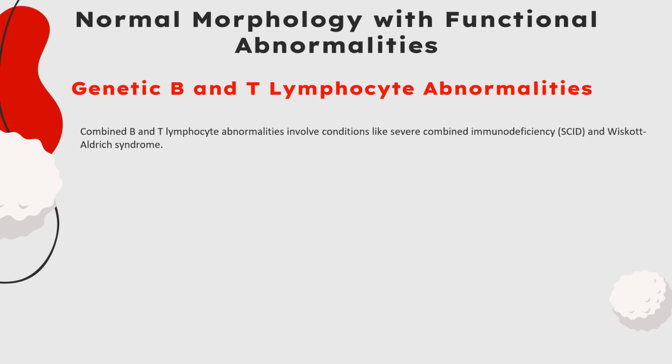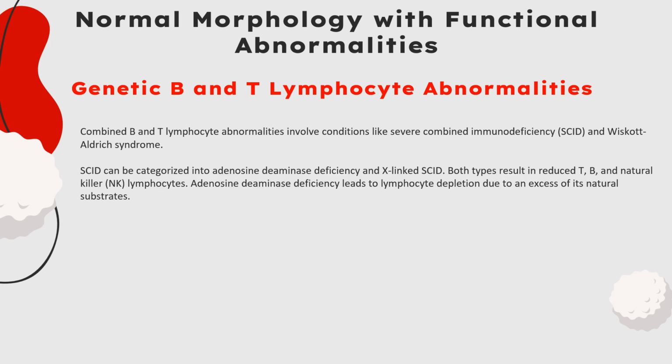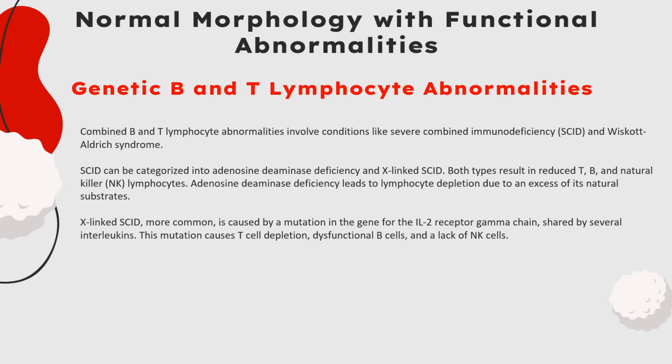Let's now explore combined B and T lymphocyte abnormalities, encompassing conditions like severe combined immunodeficiency, SCID, and Wiskott-Aldrich syndrome. SCID, a complex condition, can be categorized into adenosine deaminase deficiency and X-linked SCID. Both types result in reduced T, B, and natural killer, NK, lymphocytes. Adenosine deaminase deficiency leads to lymphocyte depletion due to excess natural substrates. X-linked SCID, more common, is caused by a mutation in the gene for the IL-2 receptor gamma chain, shared by several interleukins.